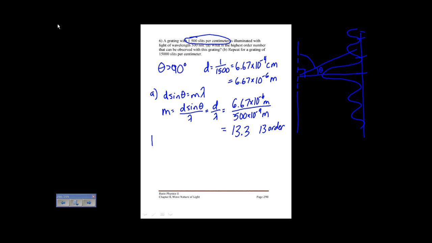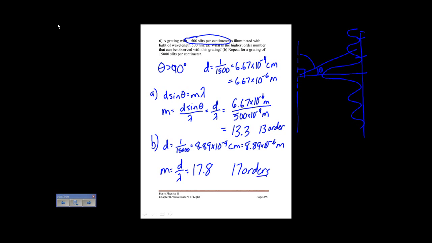And then repeat for a grating with 15,000 slits. d is 1 over 15,000, which is 8.89. And then m is equal to d over lambda, which I get 17.8. So with the greater slit spacing, I see 17 orders. 13 and 17.